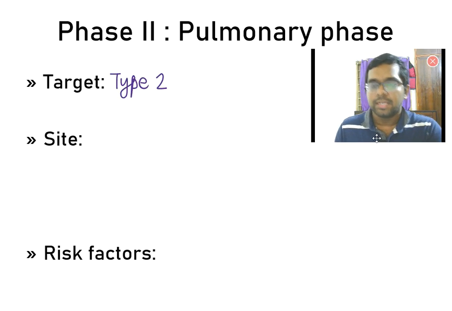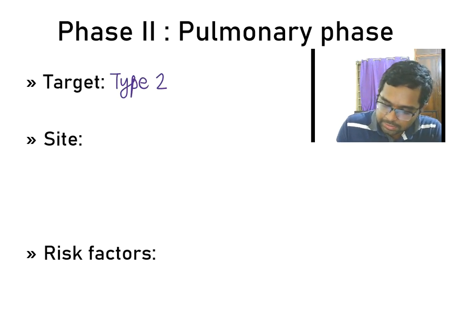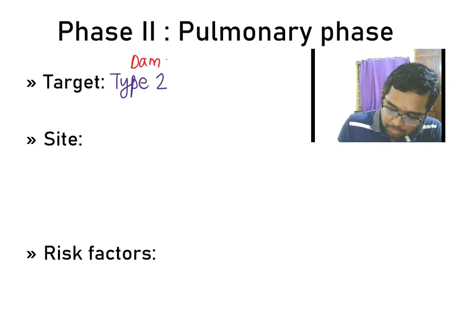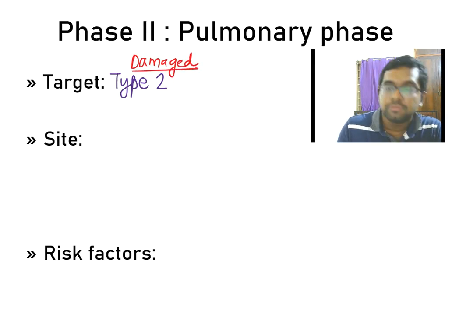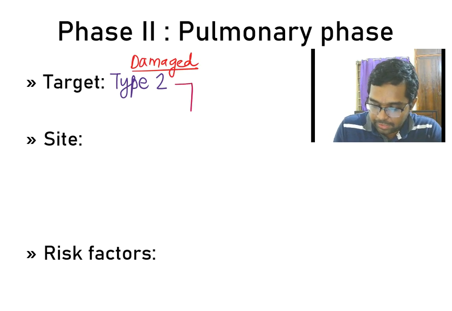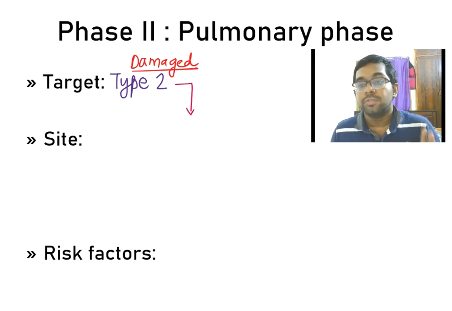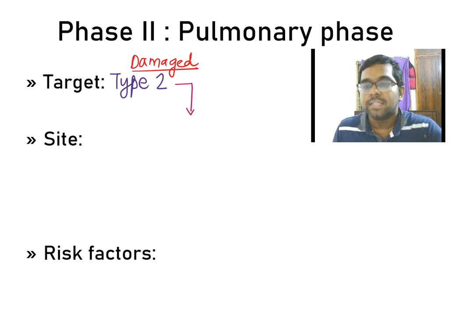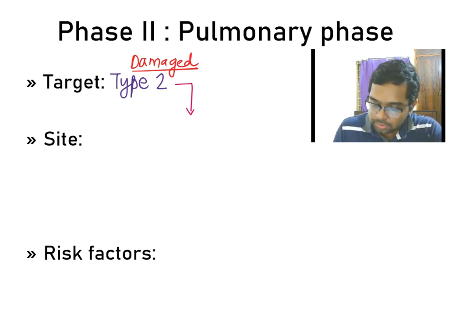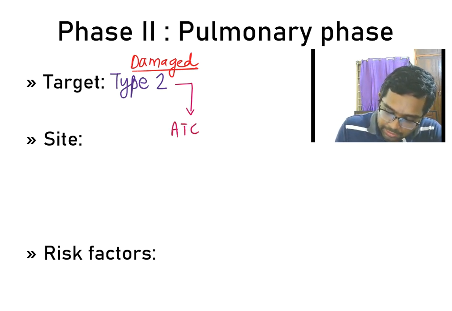You all know that if the type 2 pneumocytes are damaged, what do you think is the problem? Type 2 pneumocytes are very important for protection of the lungs, in the form of producing surfactant. So what happens when they are damaged? Surfactant production will stop. So it results in collapse of the alveoli, what we call atelectasis.